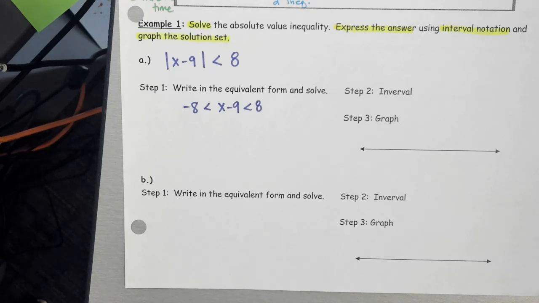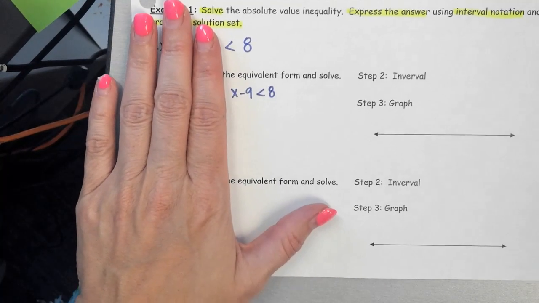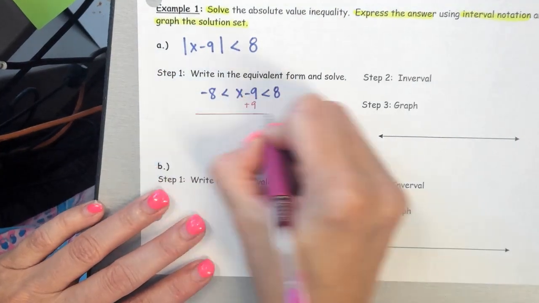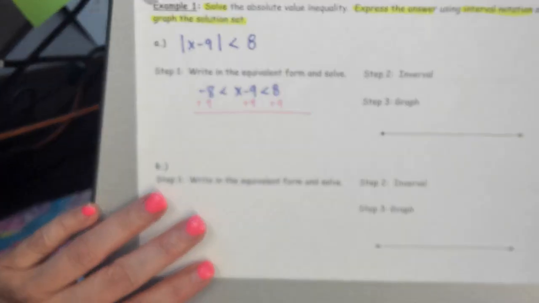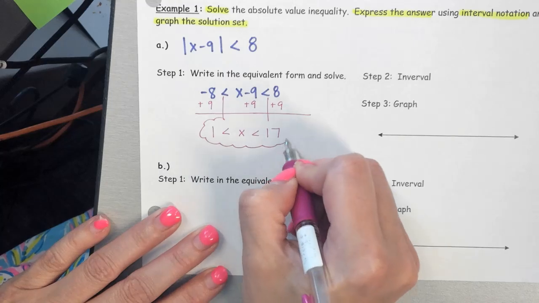Do we remember how to solve when you have 3 sides? What if you just have this? What would you do? Yep, you just add 9. The only difference is now we add 9 to this side as well. So each side gets the plus 9. So you have 1 is less than x, which is less than 17. All you want to do is get your x value by itself.